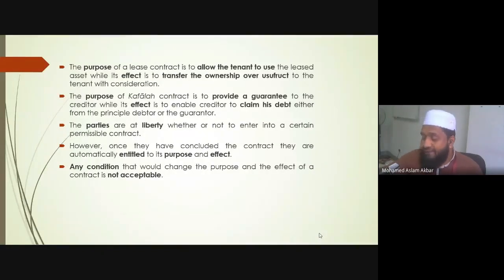But once you are inside the contract, any contract that I listed before, then they are automatically entitled to purpose and effect. Meaning to say that you cannot say, okay, we are going to make this contract, but don't worry about the effect. We are going to make this contract, not necessarily there should be purpose. No, cannot. If there is no purpose and effect, that contract is not valid.